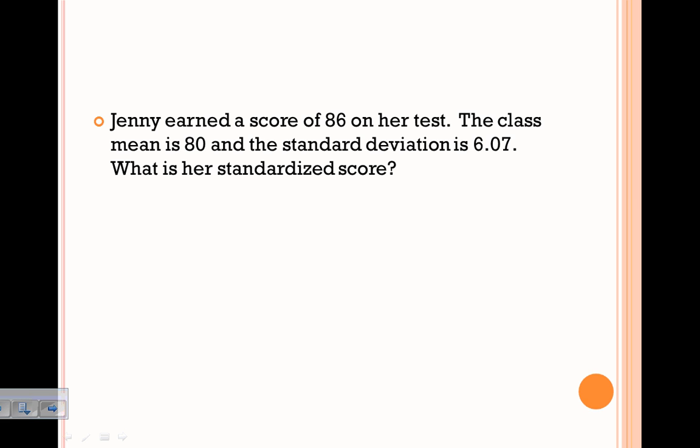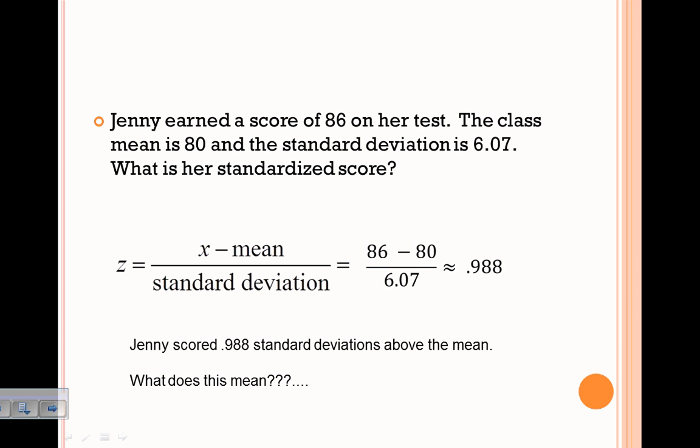So here it says Jenny earned a score of 86 on her test. The class mean is 80 and the standard deviation was 6.07. What is her standardized score? So what is her standardized score is what is her z-score? So what I want to do is take Jenny's actual score of 86 and subtract the mean and divide by the standard deviation. So her z-score is approximately 0.988. This means that she scored almost one standard deviation above the mean.